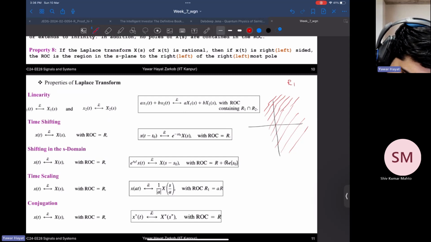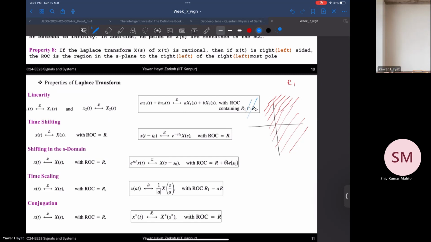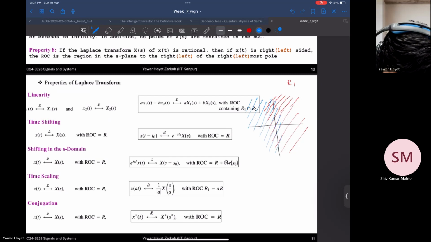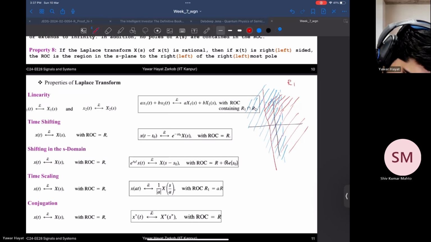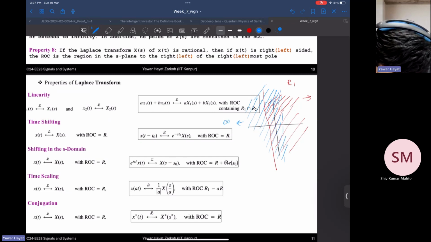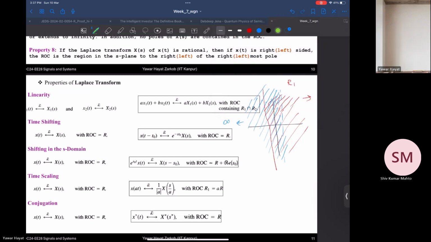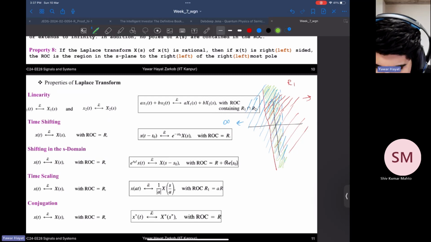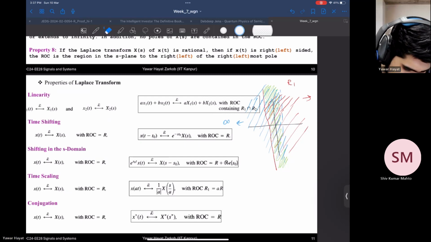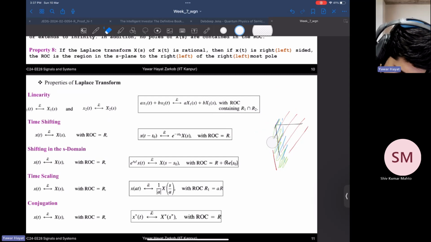Suppose this was R1, okay, and this one was R2. This goes to infinity. This goes to infinity. Then this R1 intersection R2 would be this common one, right? And this green part would be the ROC for a x1 of s plus b x2 of s, right? Because R1 intersection R2 is given like this green part in this case. Yeah, let's move on to the next property.